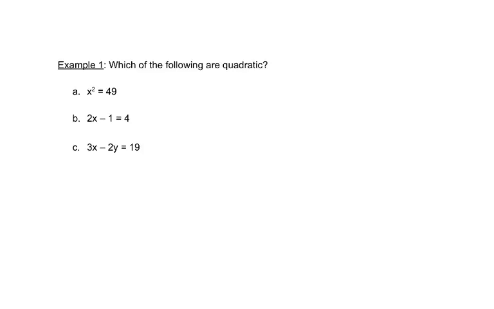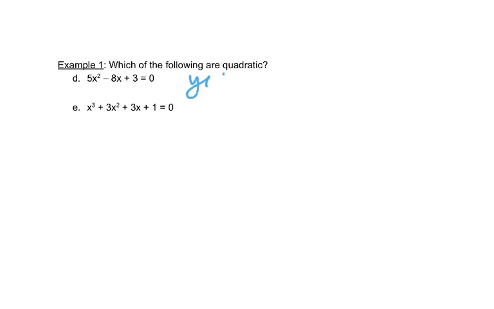So which of these are quadratic? Well, A is. B is not, because there's no x squared in it. C is not, because there's no x squared in it. D is, because of this x squared. Now E has an x squared, but it also has an x cubed. It has an exponent that's higher than it, so it's not. X squared has to be the highest exponent.